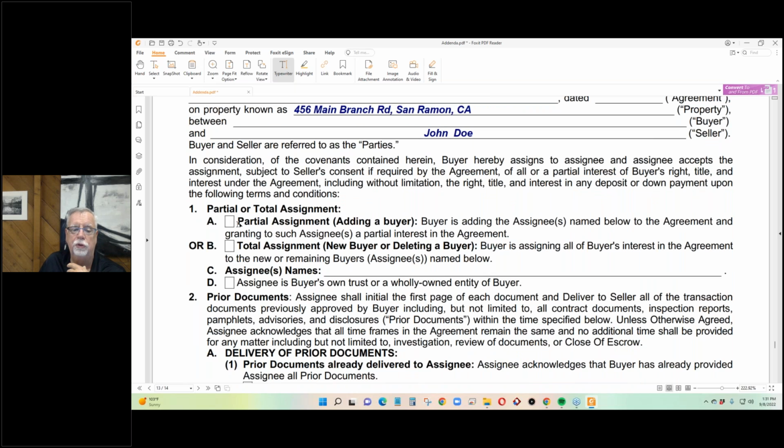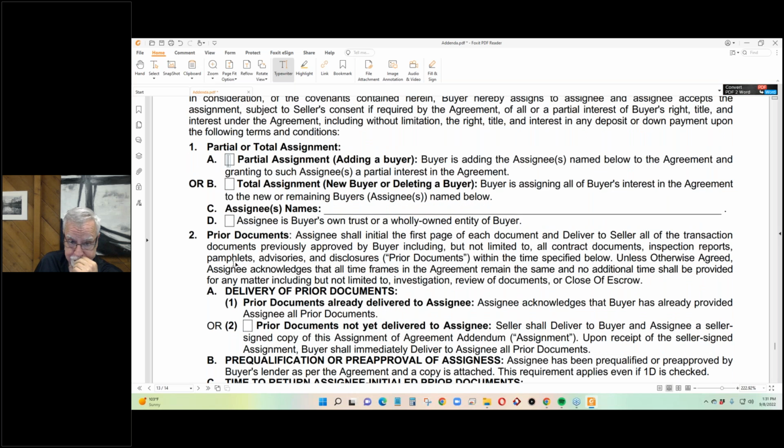Most of the time, we're doing a partial assignment, which is adding a buyer, right? That's what I see most of the time. And so you would check that box, partial assignment, adding a buyer. Buyer is adding the assignee's name below to the agreement and granting to such assignees a partial interest. So we're not changing, we're adding. This usually has to do with loan qualification, right? They need to add somebody, or somebody that was an investor has dropped out.